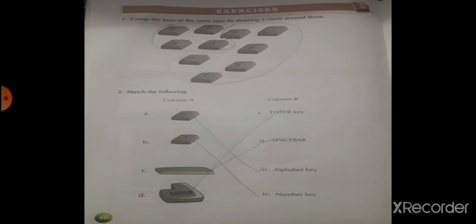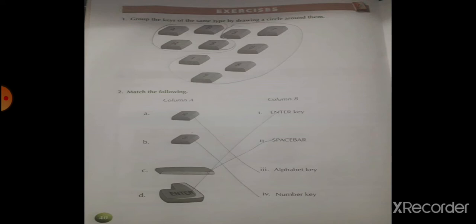Question number 2. Match the following. A. On it is written R. So, it is an alphabet key. So, match it with alphabet key. B. It is written number 3. Number 3 means it is a number key. So, match it with number key.